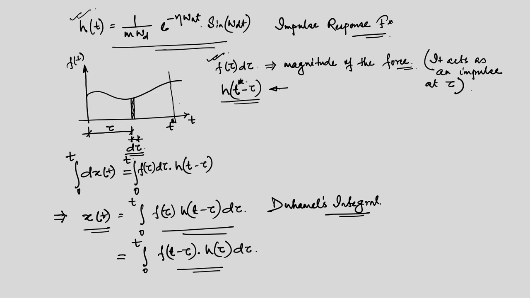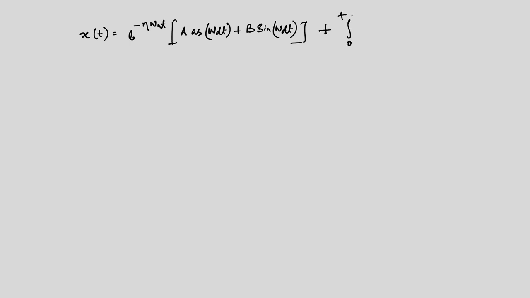The main issue is the response x(t) due to an arbitrary forcing function. Now, when we have an arbitrary forcing function, what will be the total response? x(t) will be e to the power minus eta omega n t, times A cos omega d t plus B sin omega d t, plus the integral from 0 to t of f(tau) h(t minus tau) d tau.